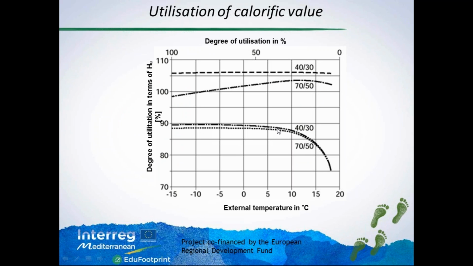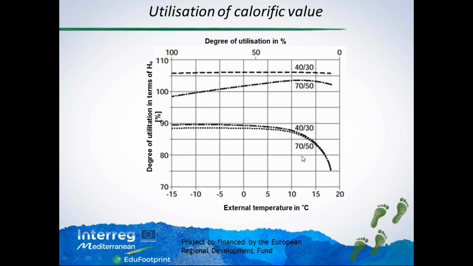But as said before, this 11% more that we can use can be used only if the temperature of the water coming back from the heating system is lower than 60 degrees. And the lower the temperature is, the better the condensing boiler works. And we can see it in this part. These two lines are the condensing boiler, and these two lines are a normal low temperature boiler.